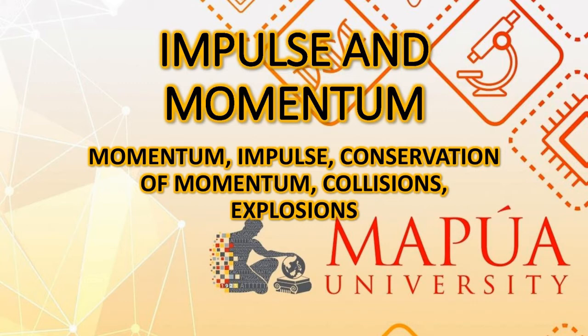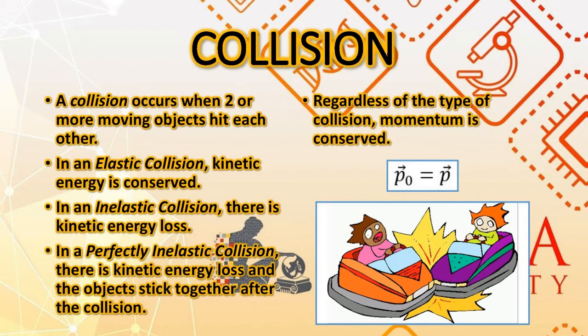Moving on to the next part of our discussion on impulse and momentum, we have collisions. A collision happens when you have two or more moving objects and they move into each other or they hit each other. We can classify collisions into three types.